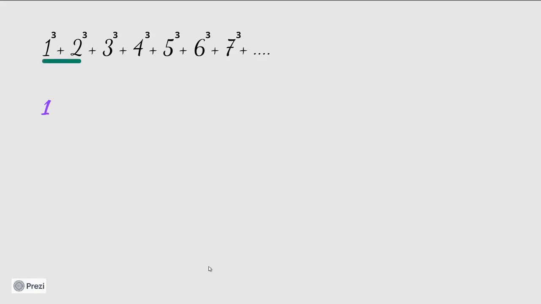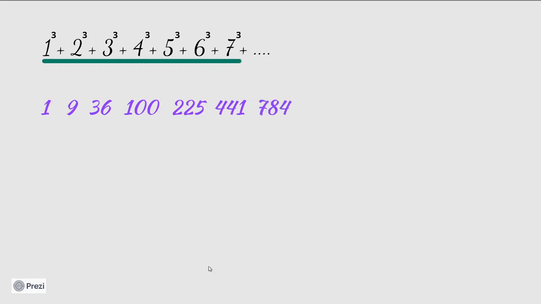So 1 cube plus 2 cube is 9, 1 cube plus 2 cube plus 3 cube is 36, that plus 4 cube is 100, and that plus 5 cube is 225, and that plus 6 cube is 441, and that plus 7 cube is 784. Perfect. Now let us find the difference.